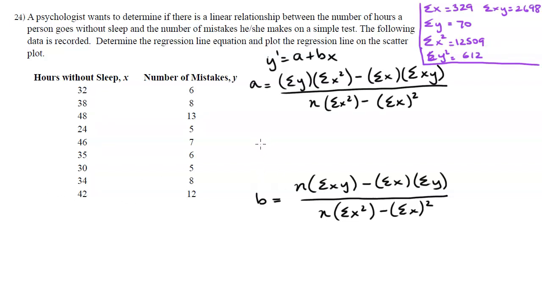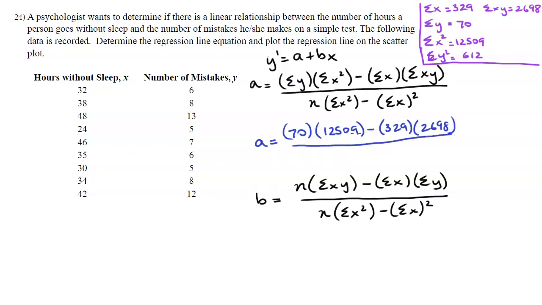Let's substitute them in this formula here. I'll use different colors for each one. So the sum of y is 70 times the sum of x squared, 12509, minus the sum of x, 329, times the sum of xy, 2698, over, and there's 9 pairs, 1, 2, 3, 4, 5, 6, 7, 8, 9. 9 times the sum of x squared, 12509, minus the sum of x squared, so 329 squared.